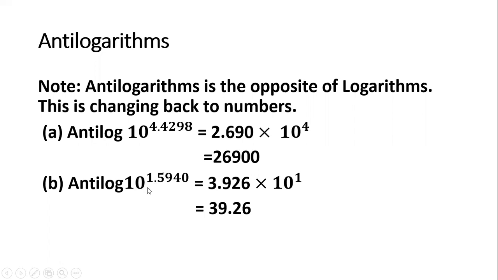Then the other one, 10 raised to the power 1.5940. When we check our formula table for 59 under 4 difference 0, you have 3.926. So power 1, that's 10. So when you use that to multiply, it's going to give us 39.26.